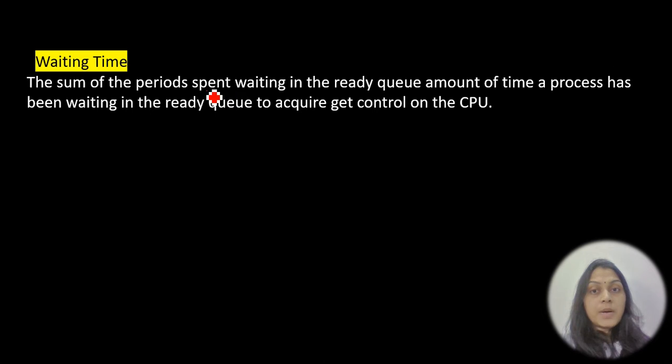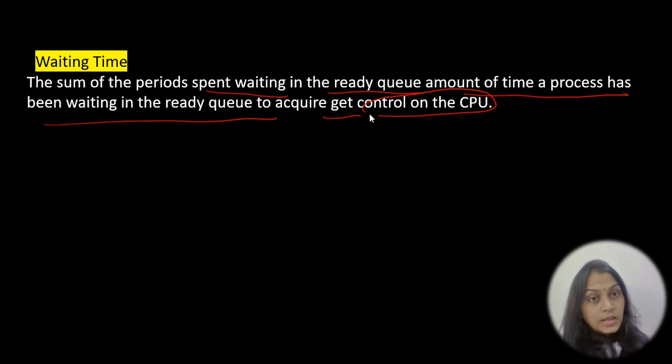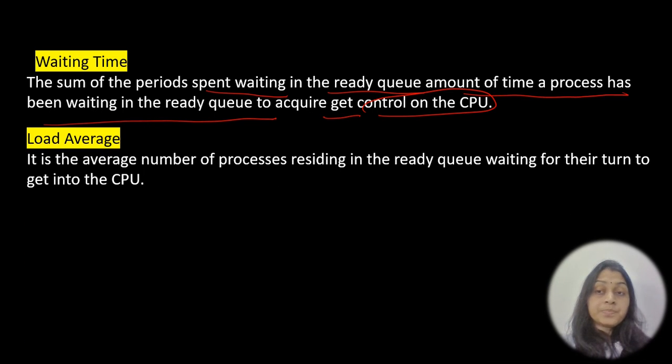It is the sum of the periods spent waiting in the ready queue, the amount of time a process has been waiting in the ready queue to get control of the CPU. I need to get control of the CPU, and until that, I need to wait. So that is the waiting time. The time spent waiting in the ready queue to acquire control over the CPU.